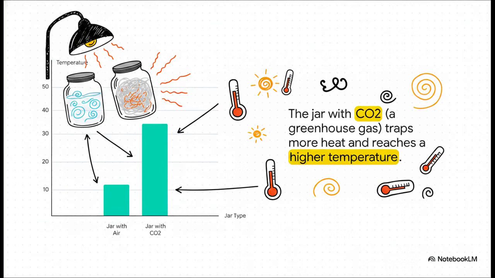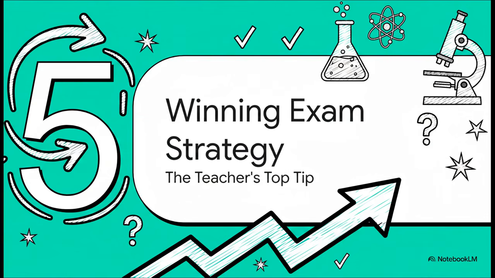And finally, for earth science, the greenhouse effect. This super simple experiment shows it perfectly. You take two jars, one with just normal air, the other with extra carbon dioxide, and you put them both under a heat lamp. And as the chart here clearly shows, the jar with the greenhouse gas, the CO2, traps way more heat and ends up at a much higher temperature. Simple as that.